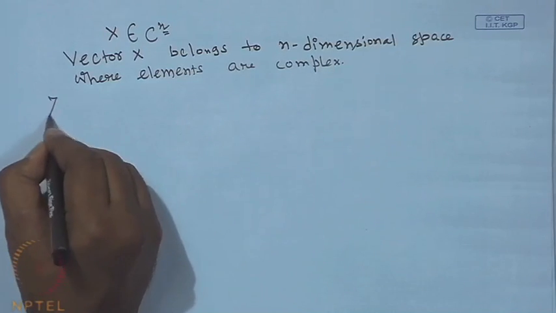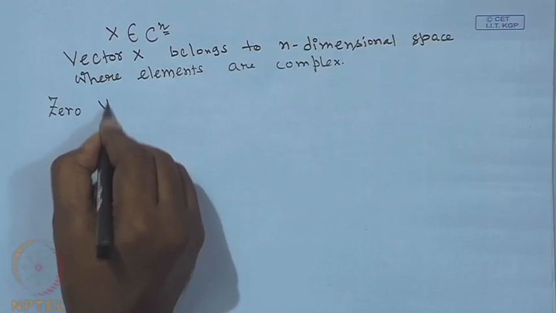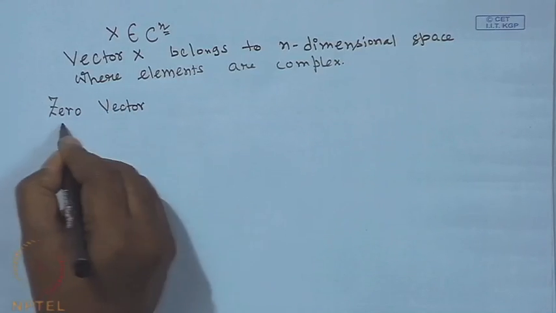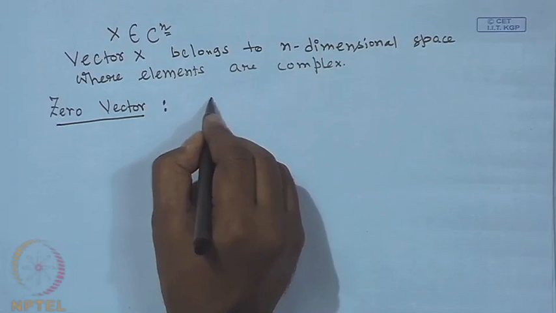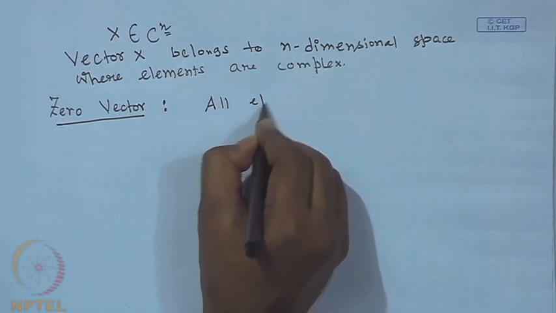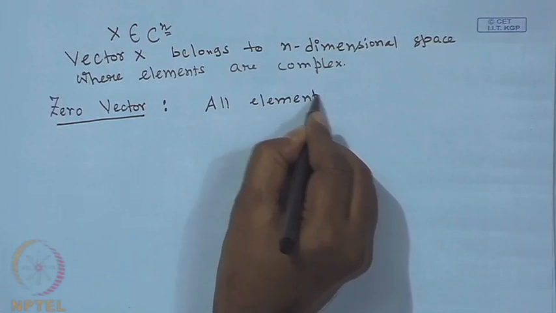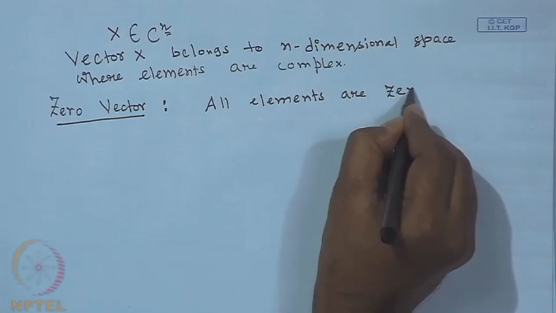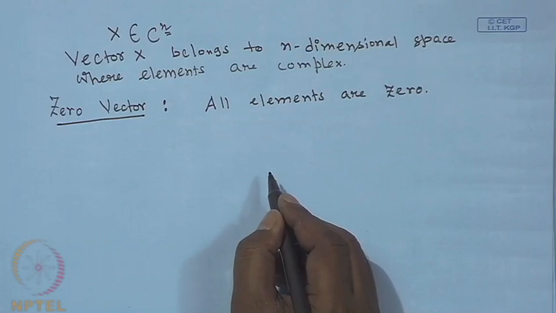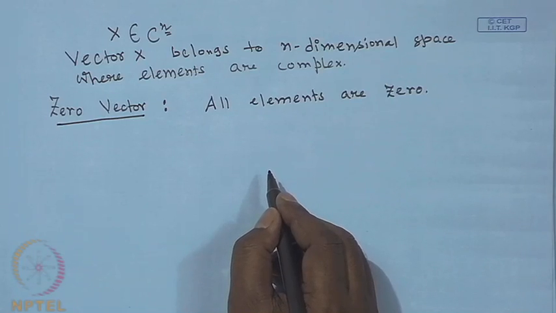Next we talk about a zero vector. What is a zero vector? The definition of a zero vector is that all elements of the vector are identical to 0. If all the elements are 0, then the constituted vector is called a zero vector.